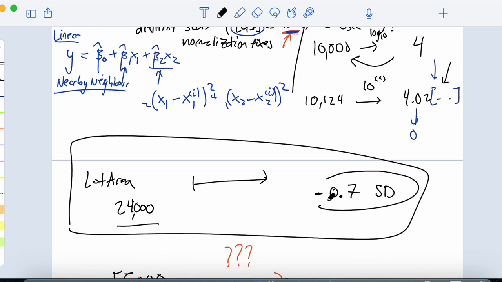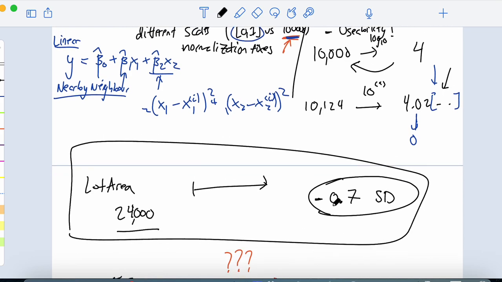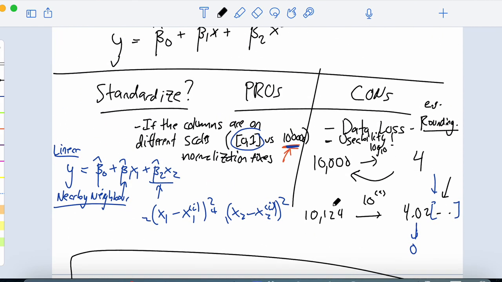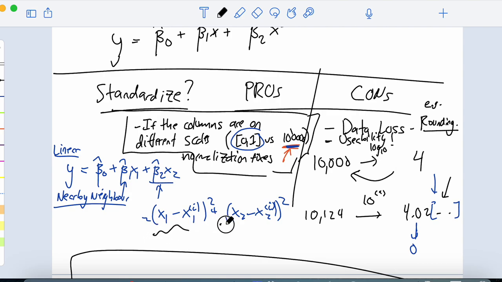And interpretability, sometimes it can be hard to interpret. What does it mean if the lot area is negative 0.7 standard deviations? And things like that. But otherwise, you have some nice properties. So it's up to you if you want to do it or not. It's totally your call, whatever you think will be better. And it sometimes can matter. So if you're going to do something where it matters, be careful. Okay, I think that's everything I want to say about standardization.